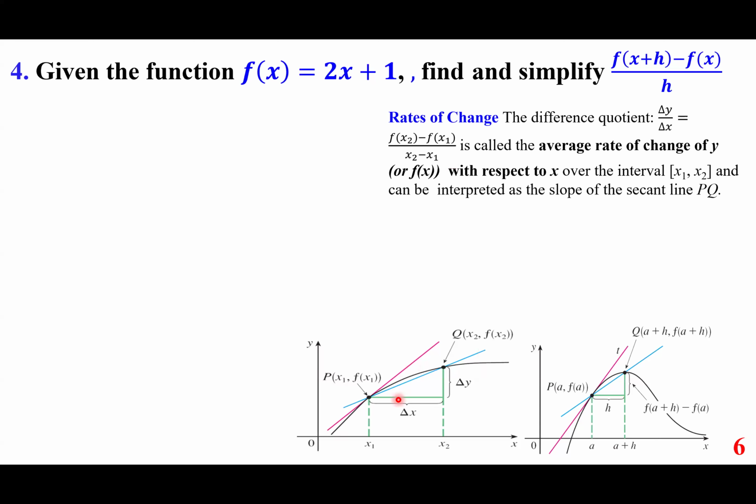If you look at this one, you have 2 points, you connect them. By the way, the line is called the secant line when you have a curve. f of x2 minus f of x1 over x2 minus x1 is called the average rate of change of y, or f of x with respect to x, over the interval of x1 to x2, and can be interpreted as the slope of a secant line, PQ. So that PQ, everybody, is a secant line.